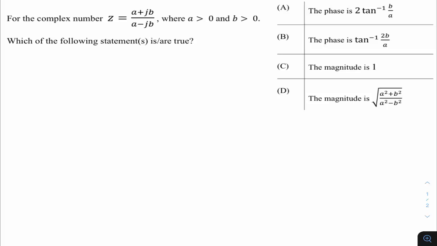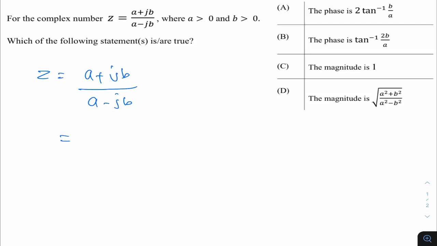This is simply a normal problem where we have to find the magnitude and phase of a complex function. The complex number z is (a plus jb) by (a minus jb), where a and b are greater than 0. Which of the following statements is true? It seems it's an MSQ question, right? The way this is being framed. If you see the options, the interest is to find the magnitude and phase. So z is equal to a plus jb divided by a minus jb.